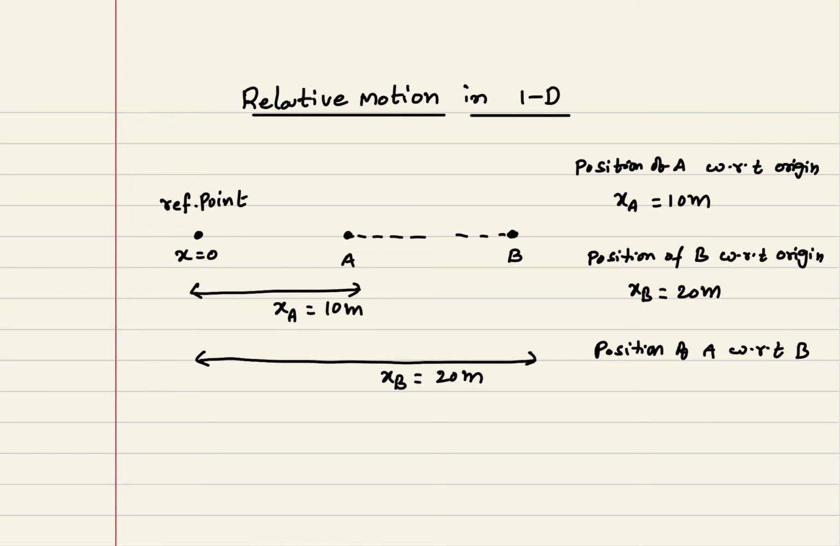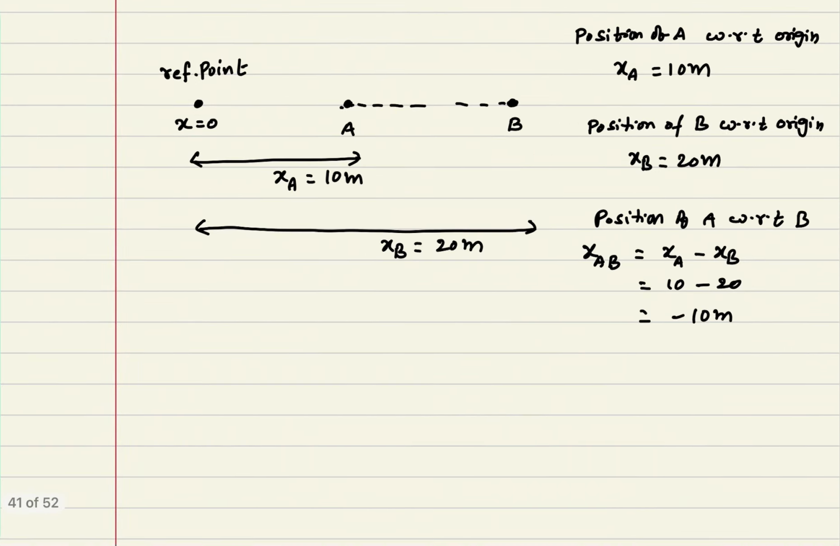Now B feels that A is at 10 meters shorter than that. So the position of A with respect to B can be written as, now B is feeling that A is at a 10 meters shorter length, no? That way I am writing the position of A minus the position of B. If you write 10 meters minus 20 meters, you will get minus 10 meters.